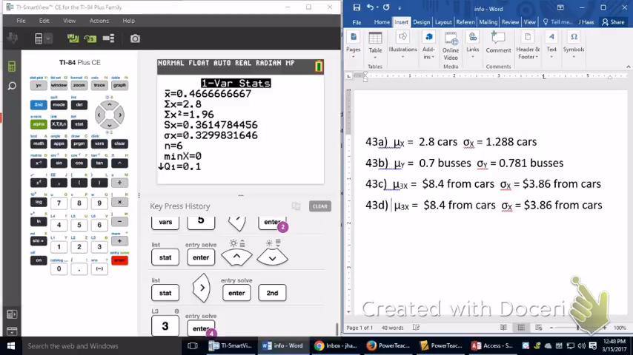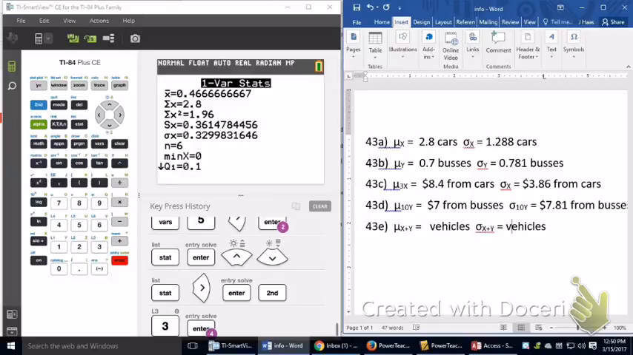Now for part D, we're going to be basically doing the same thing for buses, except this time it's charging $10 per bus. So we're looking for the mean of 10y. So I'm just going to take the mean of y and multiply it by 10. So that's going to be $7 from buses. And then same thing for standard deviation. Multiplication is going to affect standard deviation. So the standard deviation of 10y is going to be $7.81 from buses, because you're just multiplying once again.